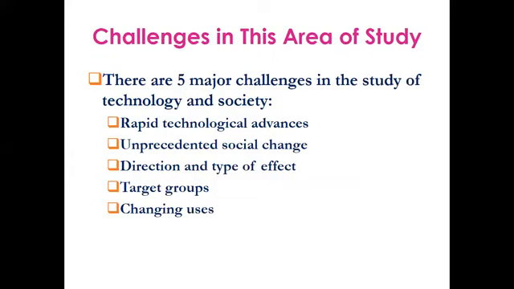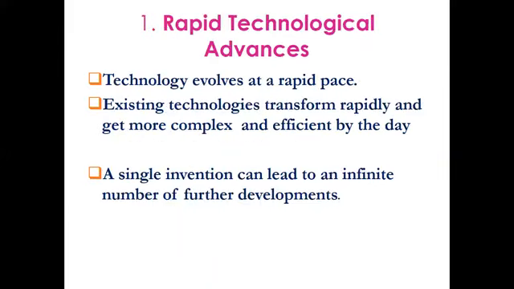So there are challenges in studying the interaction between technology and society, and what are the factors that contribute to this challenge? Rapid technological advances, unprecedented social change, direction and type of effect, and then target groups, changing uses also. So technology evolves at a very rapid pace, of course, and that makes it difficult to study. When something is moving very fast, of course, it is difficult to stop it and observe. So that is what we're experiencing with technology. Technology changes. Today is this one, and tomorrow, before you have looked at it critically and considered its impact and how to even use it, it is something else.